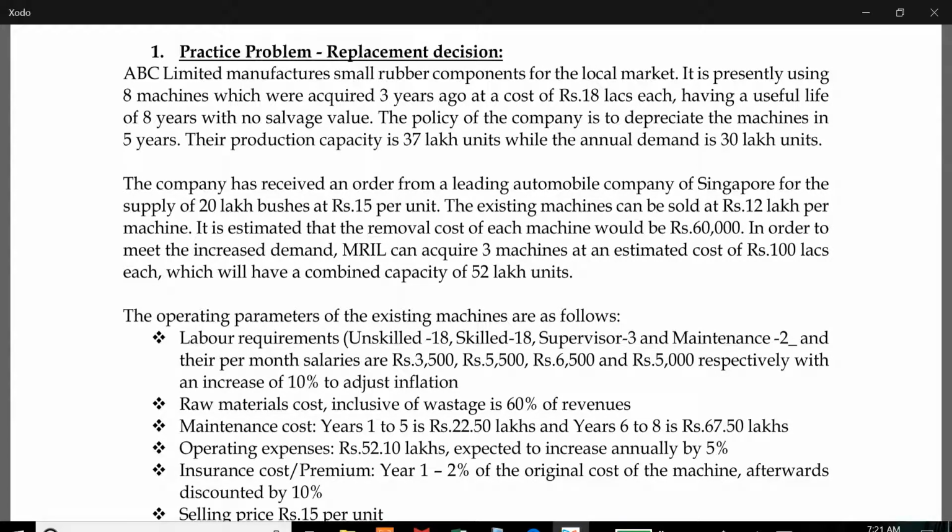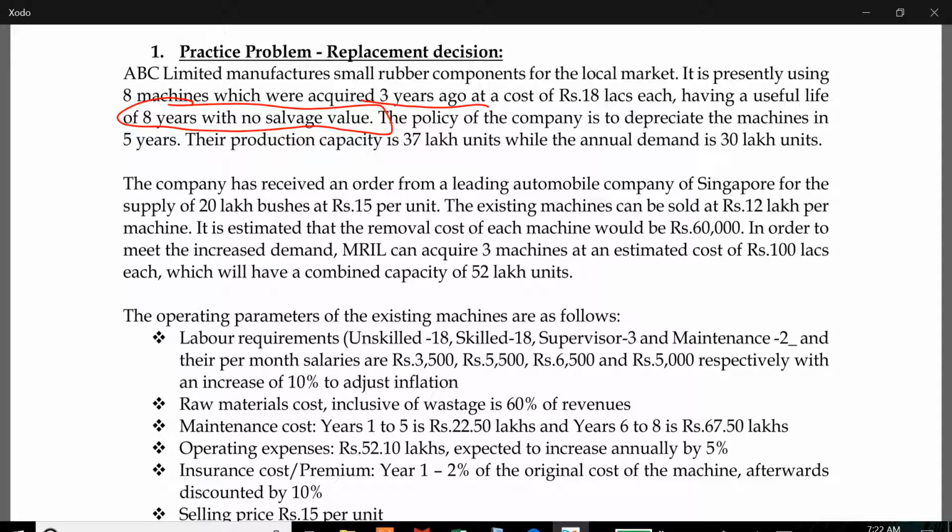ABC Limited manufactures small rubber components for the local market. It is presently using 8 machines which were acquired 3 years ago at a cost of 18 lakhs, having a useful life of 8 years with no salvage value. Now, this indicates that I have another 5 years of life pending for the existing machine. The machine had an 8-year life, we bought them 3 years ago, so another 5 years is there. The company policy is to depreciate the machines in 5 years.